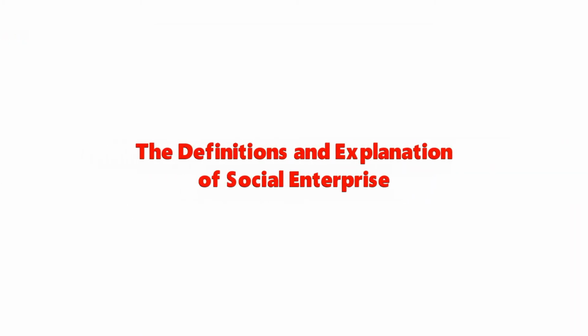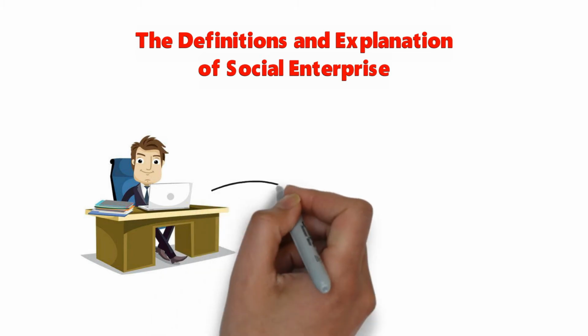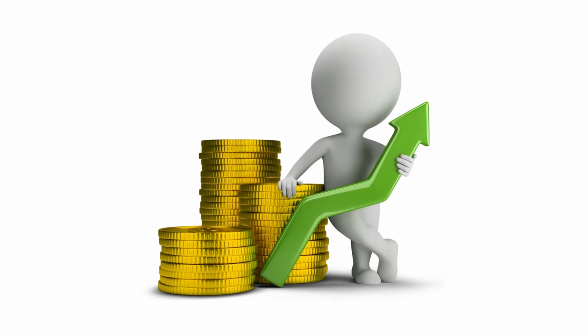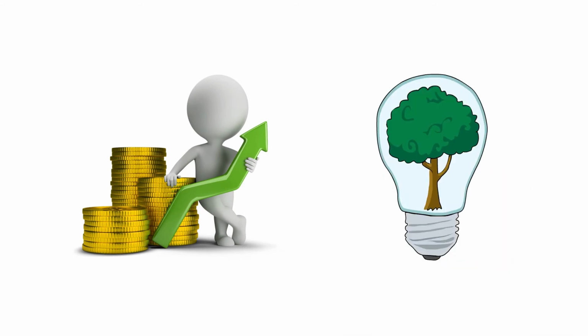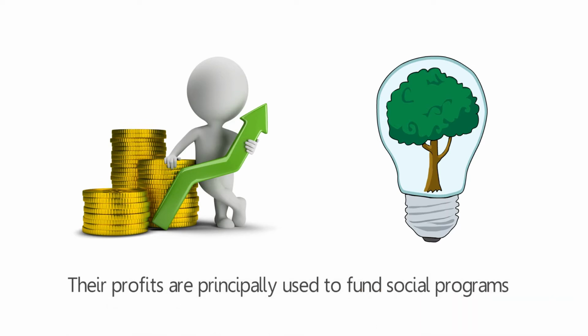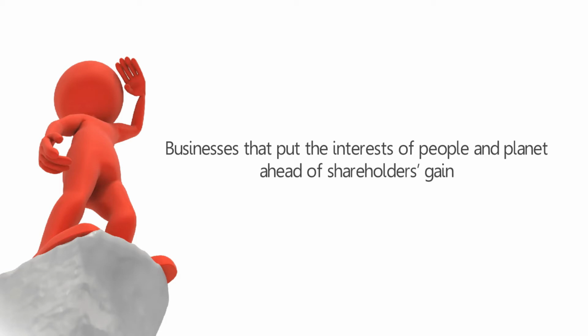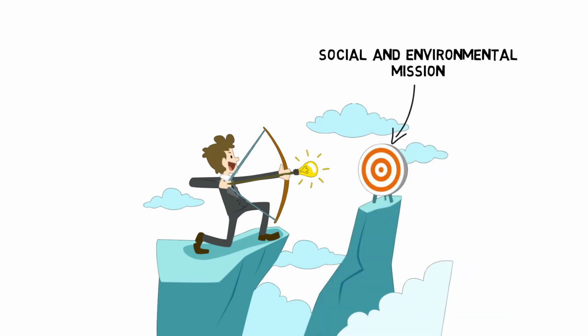The definitions and explanation of social enterprise. A social enterprise or social business is defined as a business that has specific social objectives that serve its primary purpose. Social enterprises seek to maximize profits for the purpose of maximizing benefits to the society and the environment. Therefore, their profits are principally used to fund social programs. From another view, social enterprises are businesses that put the interests of people and planet ahead of shareholders' gain. These businesses are driven by a social and environmental mission and reinvest profits for the creation of positive social change.